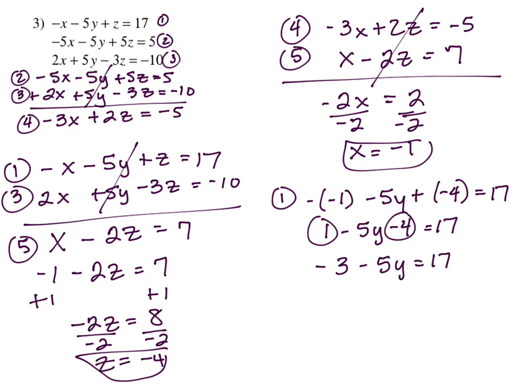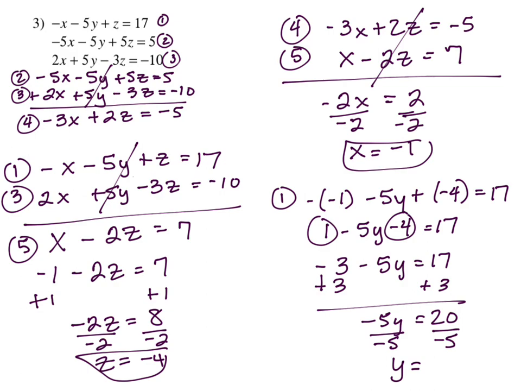Negative 1 minus 4 makes negative 5. Wait, negative 1 minus 4 makes me have a negative 5 minus 5y equals 17. Do y'all agree? Yes, Armando, we agree. Negative 5y equals 20. I get y equals negative 4. So our ordered triple there is going to be negative 1, negative 4, negative 4.